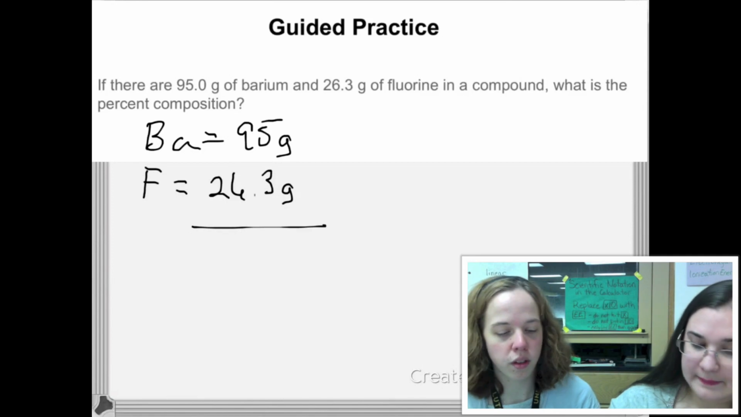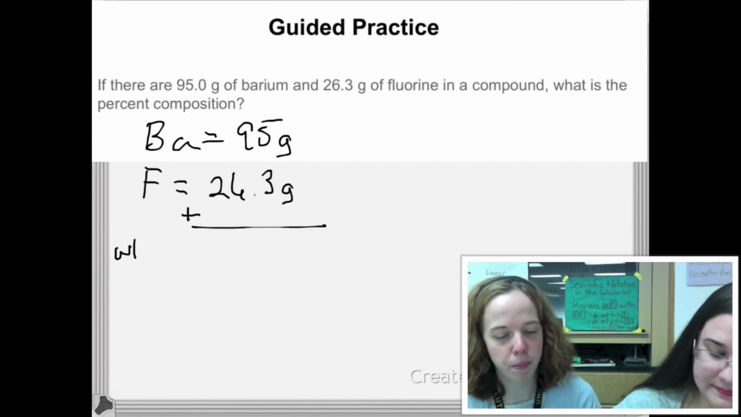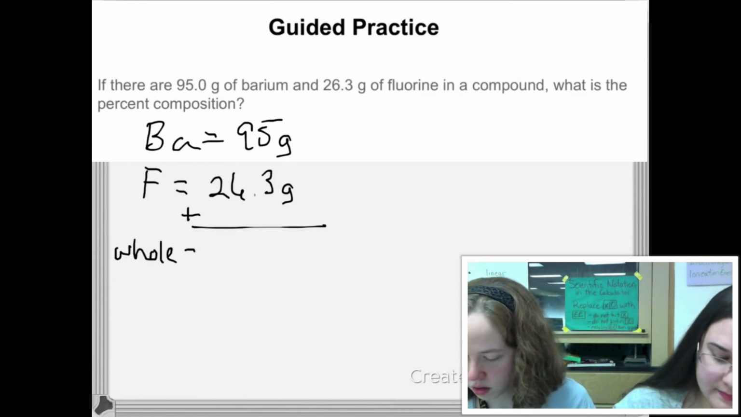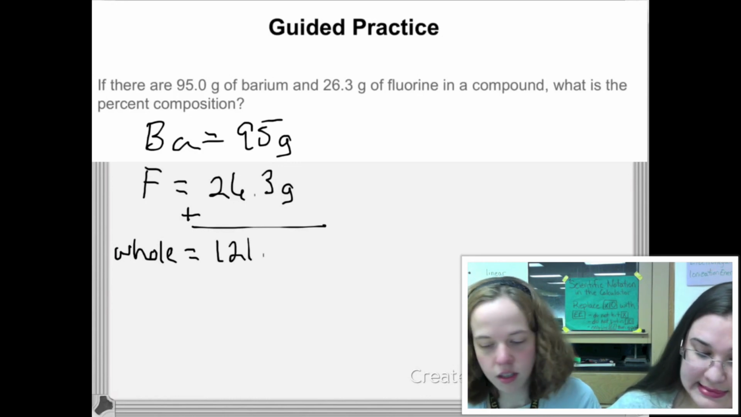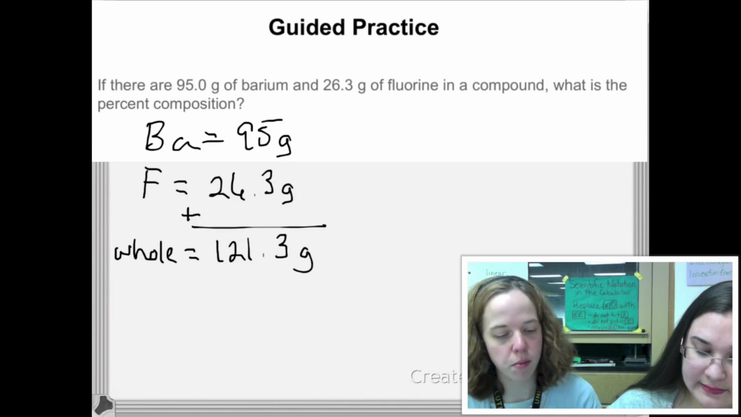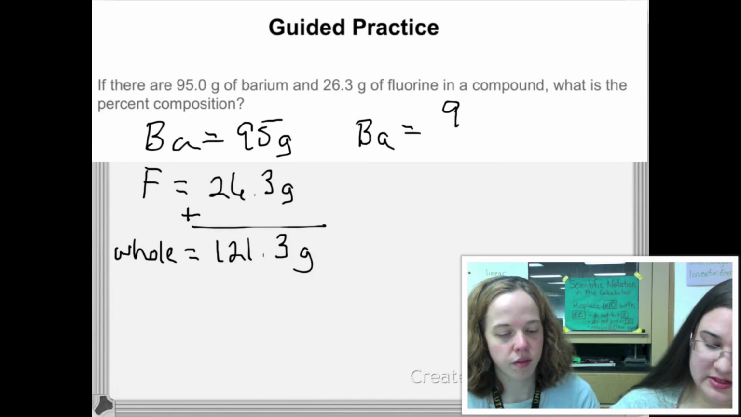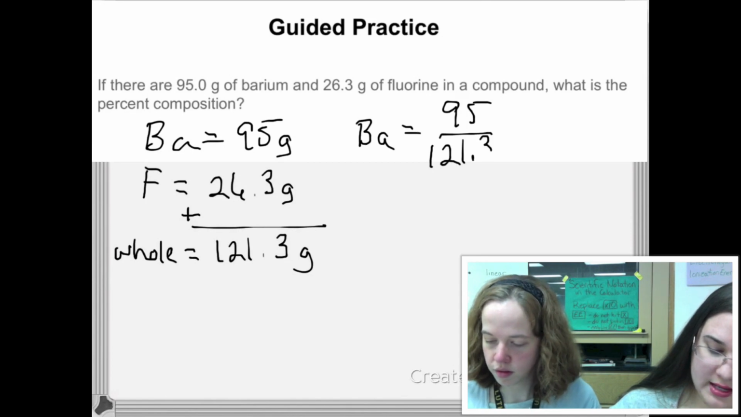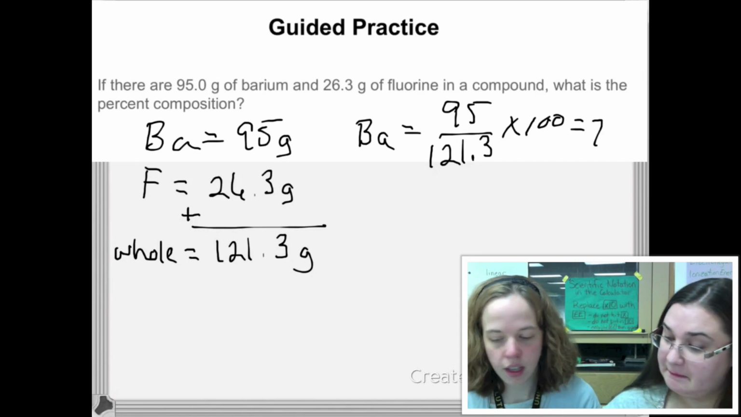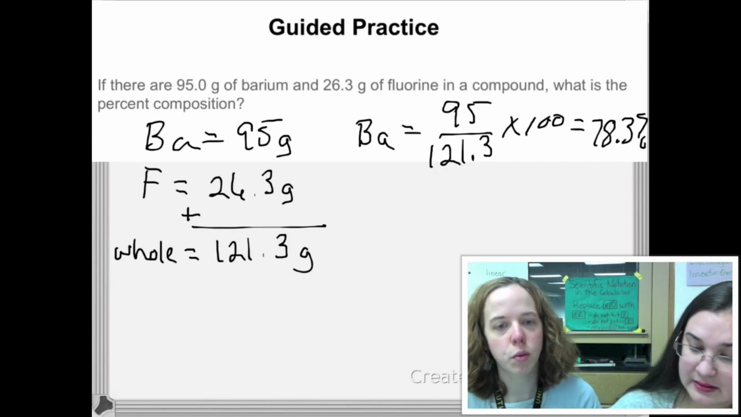How are we going to get our whole? We need to add them up. And that gets us 121.3 grams for our total mass of our compound. Okay. All right, so now to do percent. My percent of barium is going to be 95 divided by 121.3 times 100. And that's going to get us 78.3%.